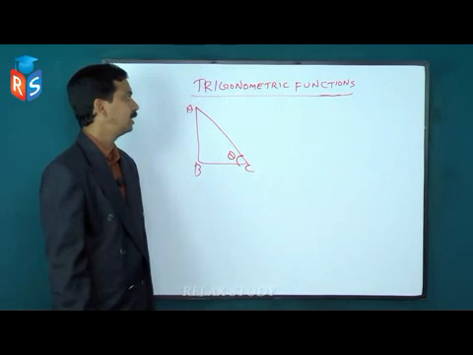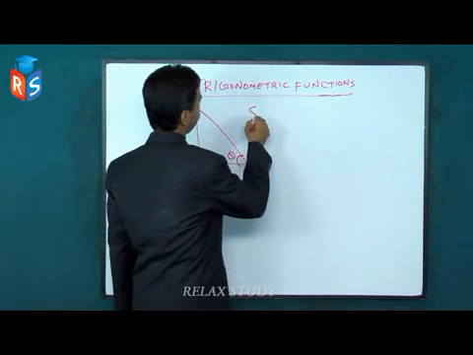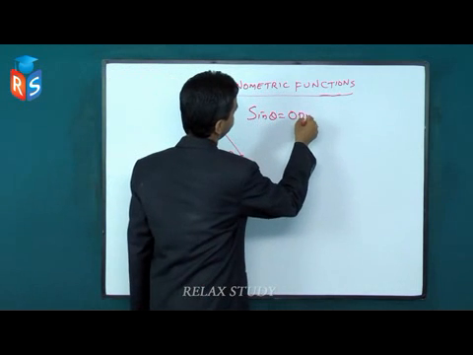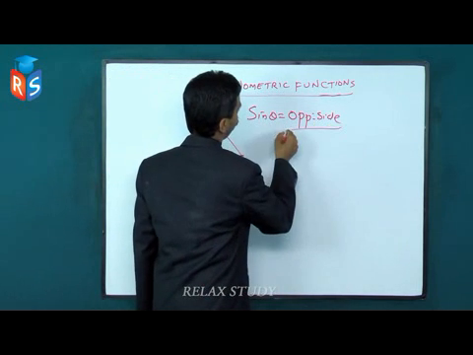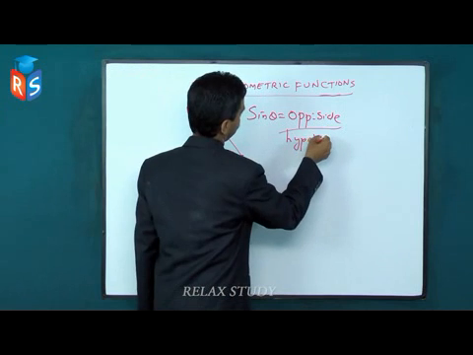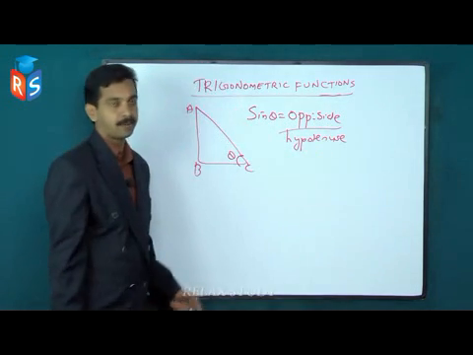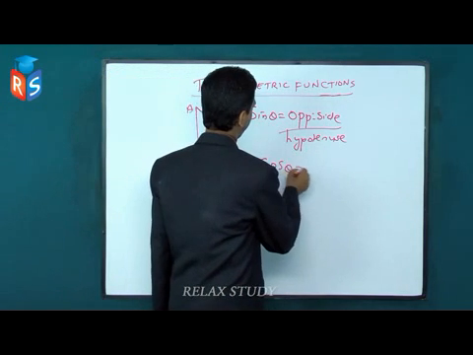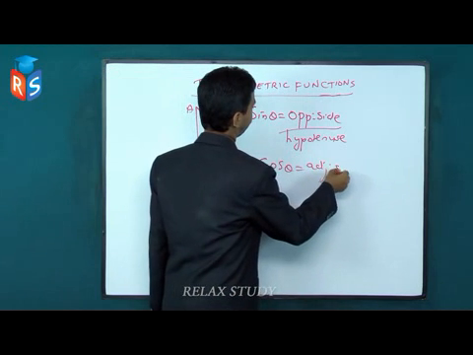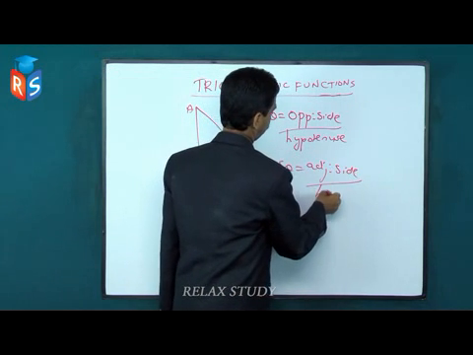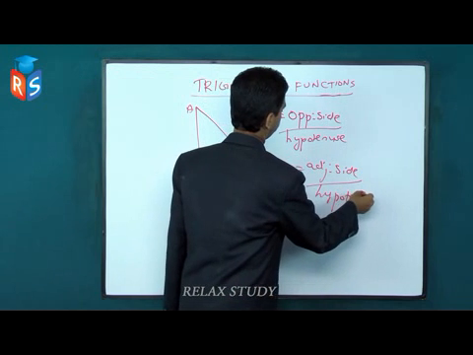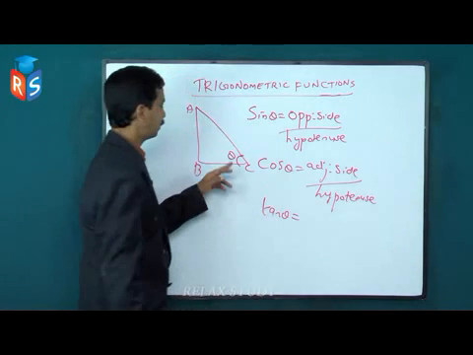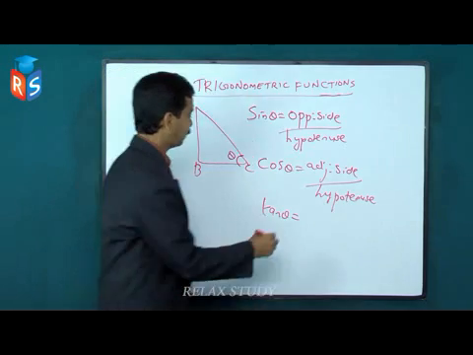Then I can define the 6 trigonometric ratios as sin theta equals opposite side by hypotenuse. Then cos theta equals adjacent side by hypotenuse. Then tan theta equals opposite side by adjacent sides.